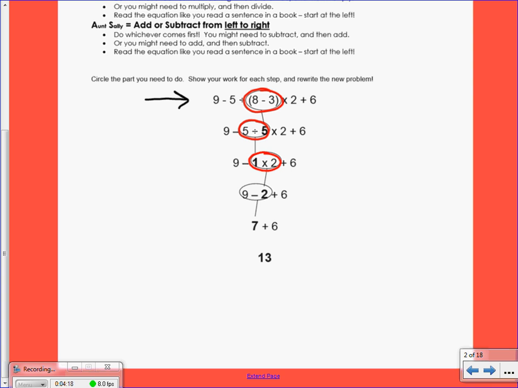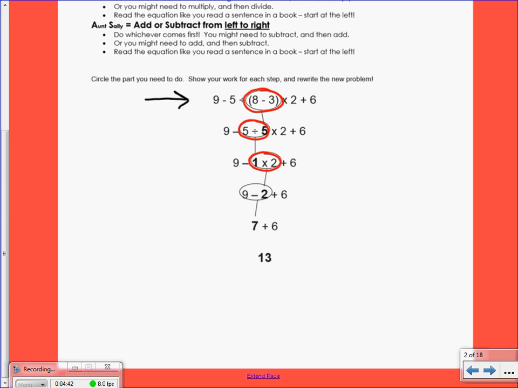1 times 2 is 2. These are getting such good practice with your facts. And they got to there. Now they're looking: is my multiplication and my division done now? Yep, we got rid of all of them. So now we're on to that last chunk of steps, the addition and subtraction.